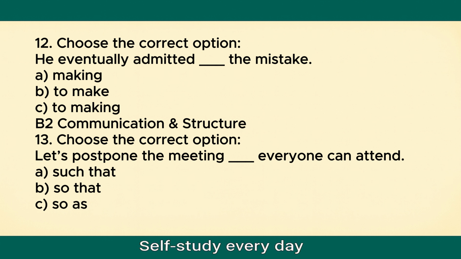12. Choose the correct option. He eventually the mistake. A. Making. B. To make. C. To making. B2 Communication and Structure.